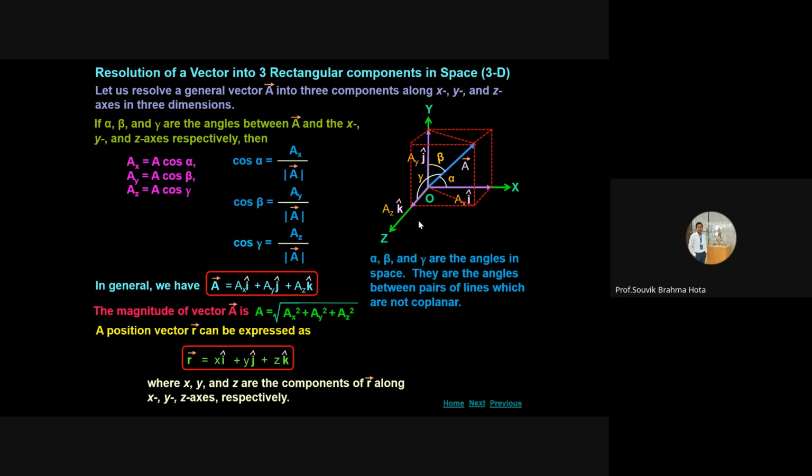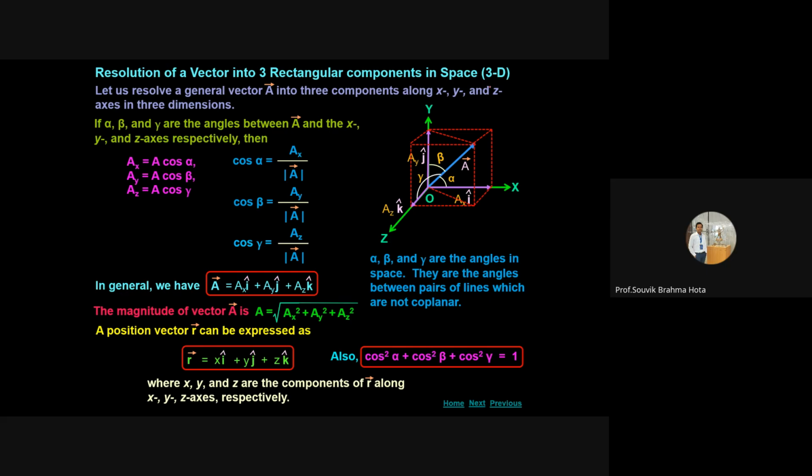Now here alpha, beta, gamma are the angles in space. They are the angles between pairs of lines which are not coplanar in nature. So for these direction cosines, cos square alpha plus cos square beta plus cos square gamma is equal to 1.